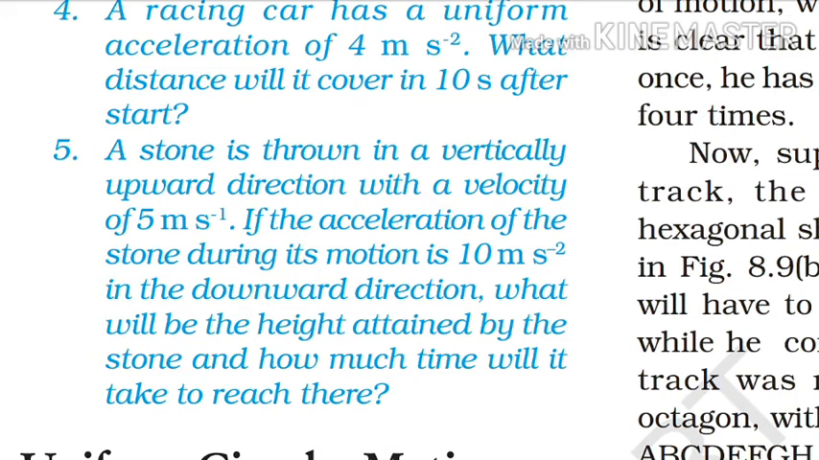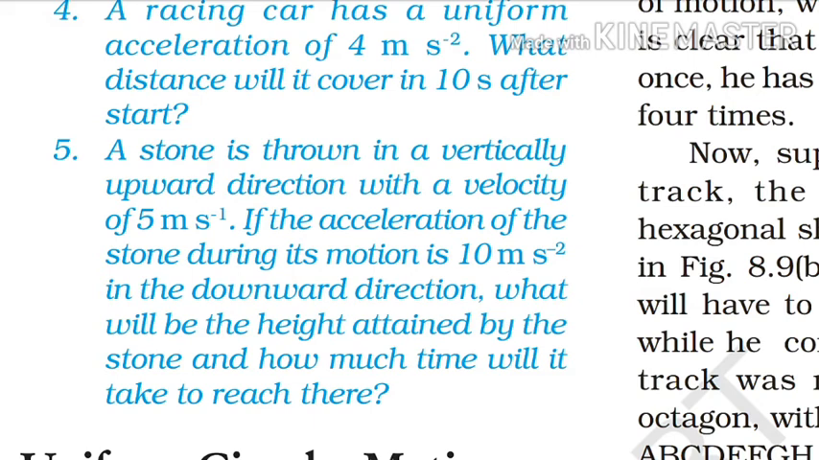It means minus 25 divided by minus 20. So minus and minus cancel each other. 25 by 20, this will be equal to 5 by 4 meter, it means 1.25 meter. So the total height attained by the stone will be equal to 1.25 meter.